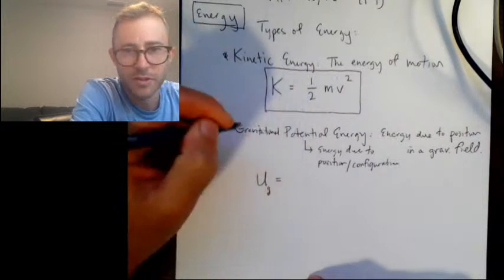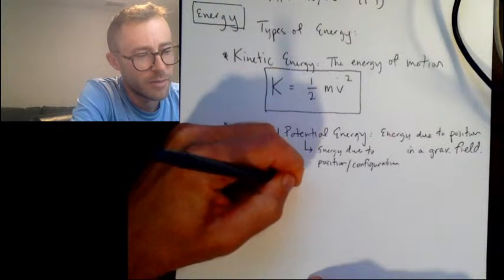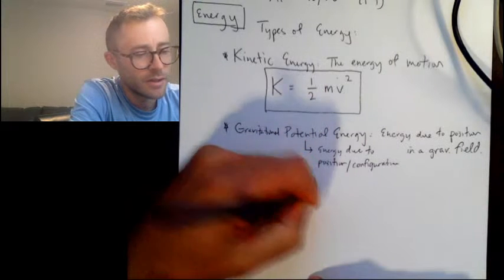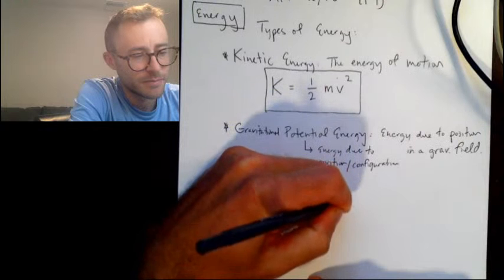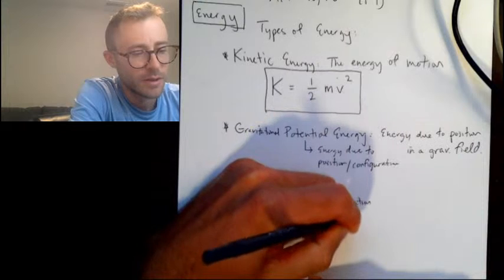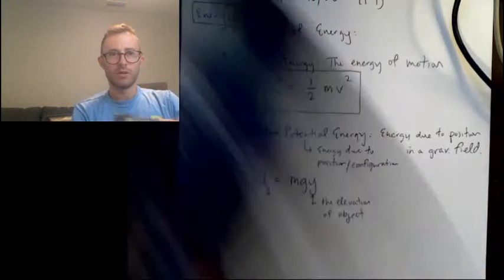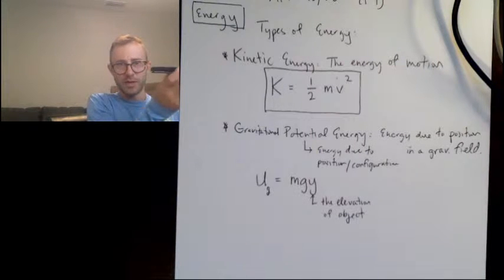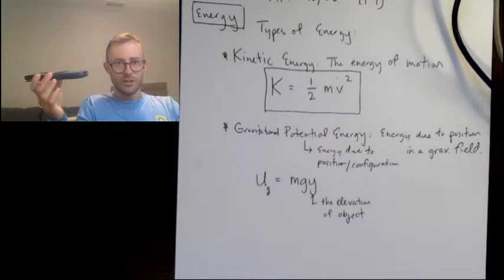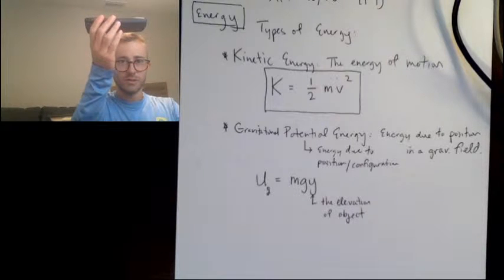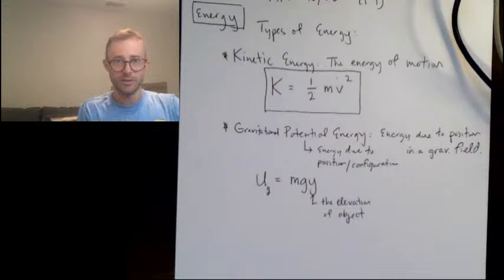The formula for gravitational potential energy is mgy, where y is the elevation of the object. So something has more gravitational potential energy the larger its elevation. If you move something from side to side, you're not changing its elevation, and therefore you're not changing its gravitational potential energy. You move it up, you're increasing its gravitational potential energy. You move it down, you're decreasing it.